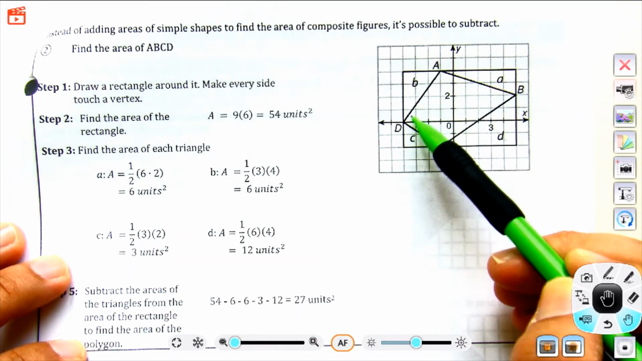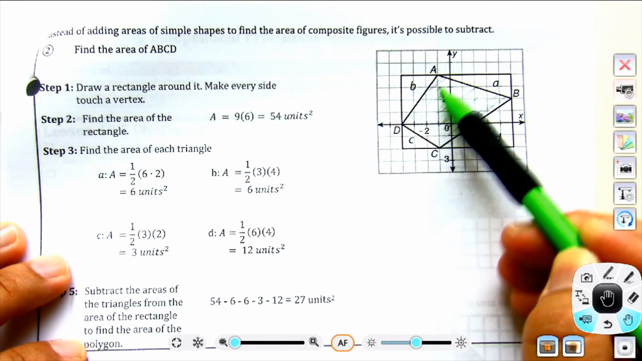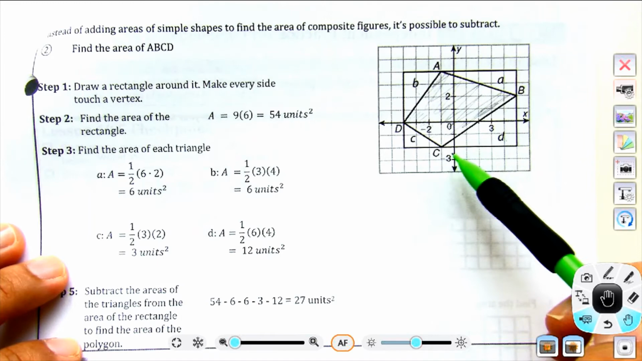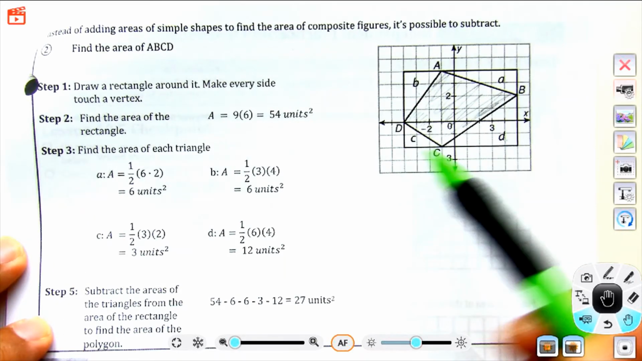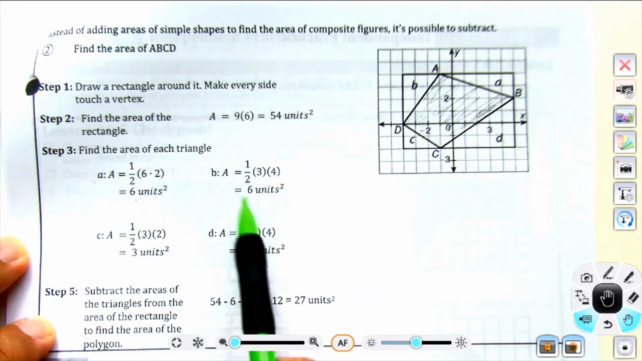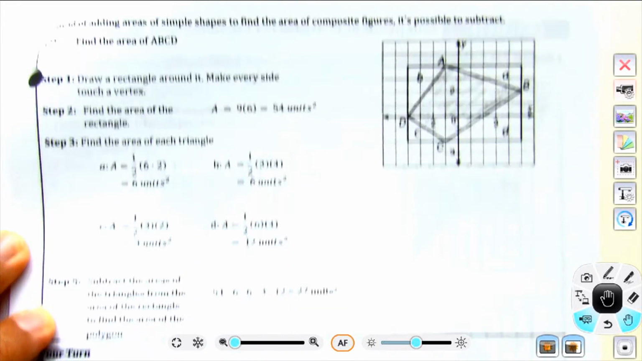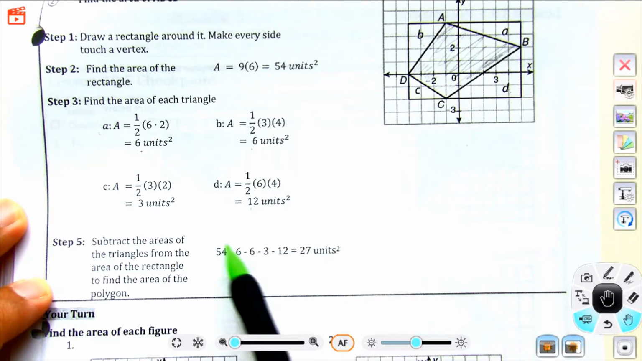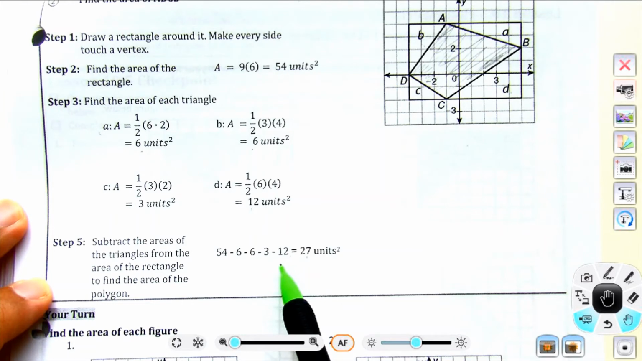So what they do is they subtract each triangle to find the final area. So here are the areas of each triangle. Triangle A is 6, triangle B is 6, triangle C is 3, and triangle D is 12. So we take the whole area of the rectangle minus each triangle, and then we end up with the same 27 units squared. This is just another way of doing the same problem using subtraction.